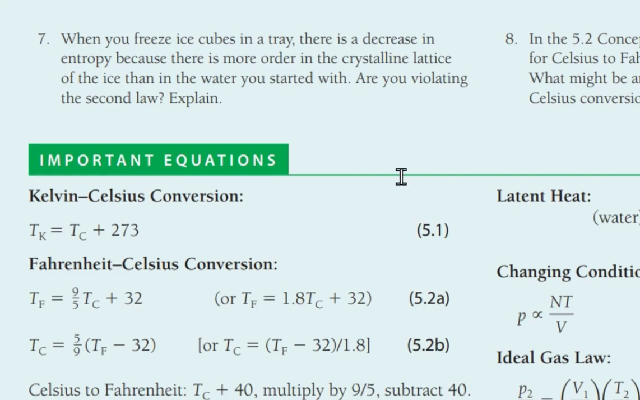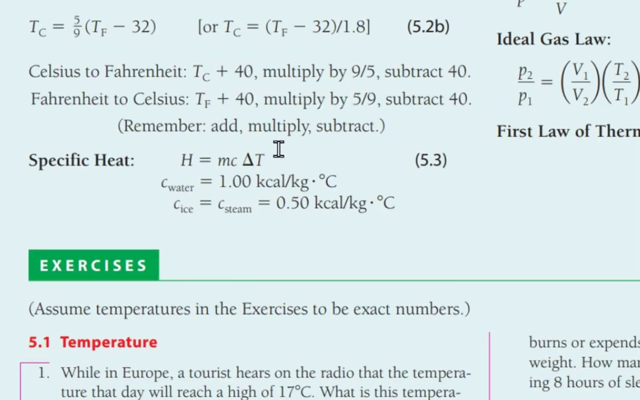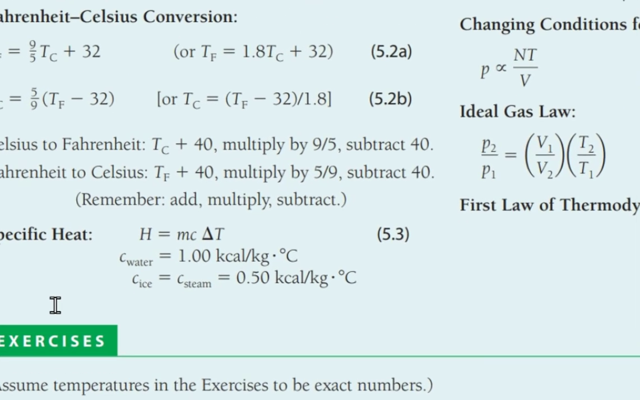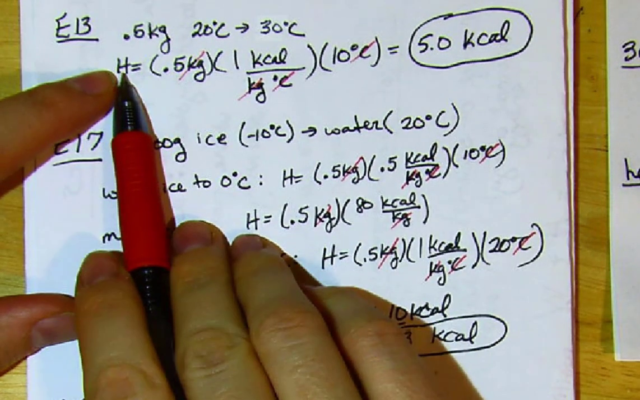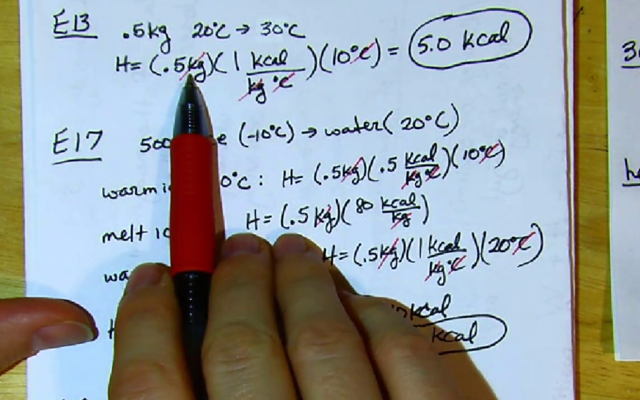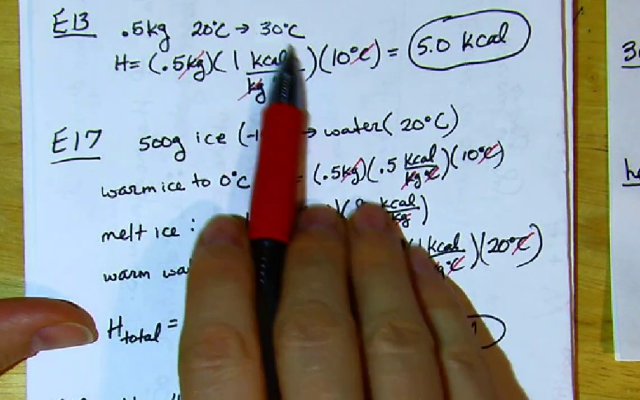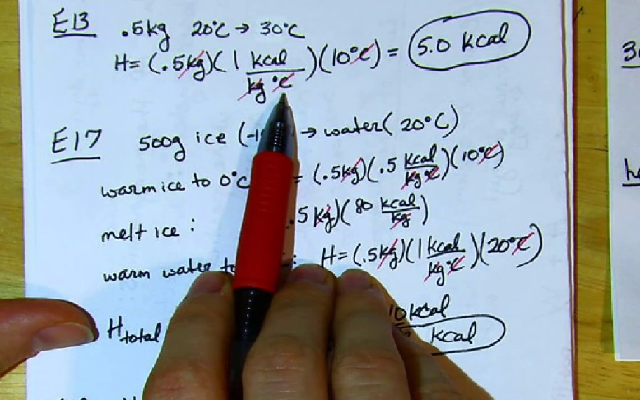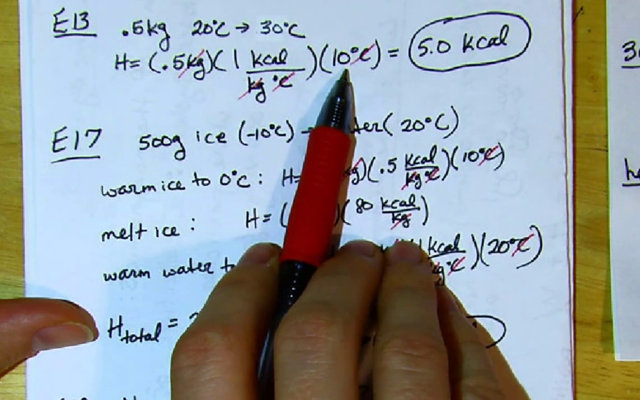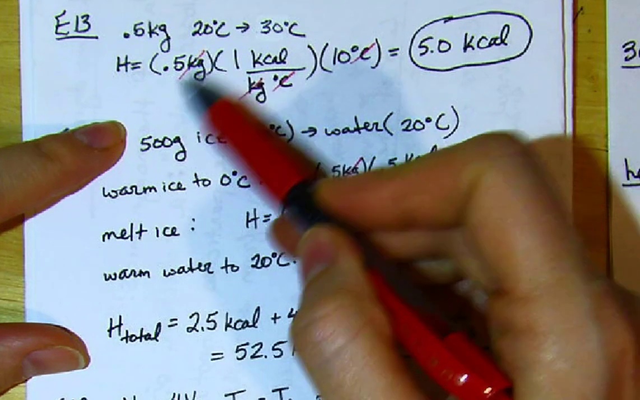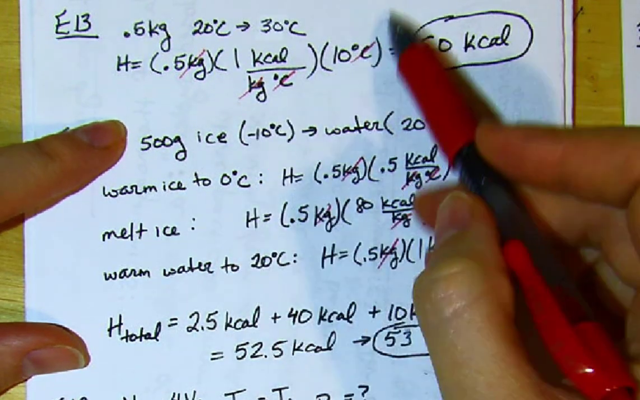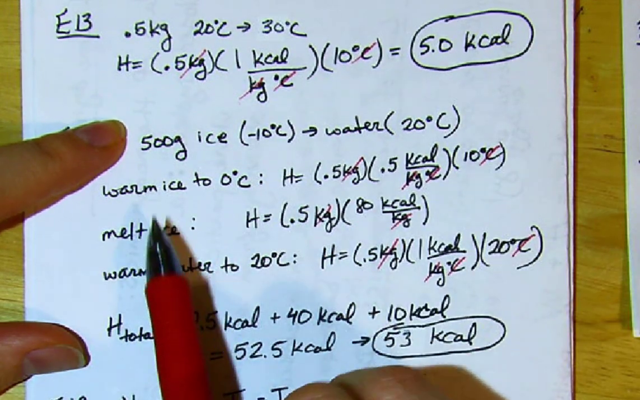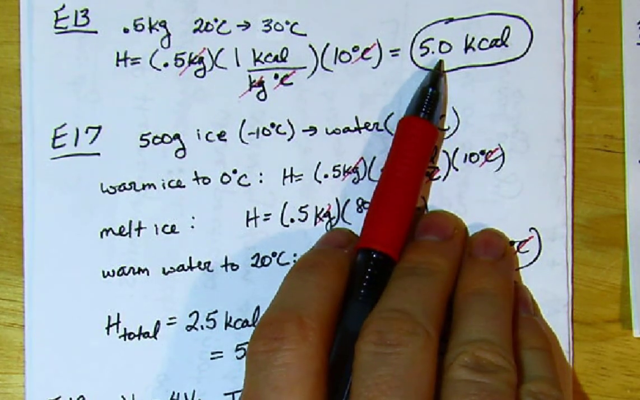And I'm going to use this equation to calculate the heat. And oh look, there's the specific heat of water right there. So the heat is going to be equal to the mass times our specific heat, which was 1 kcal per kilogram degree Celsius, times the temperature change, which was 10 degrees Celsius. Then the kilograms cancel out top to bottom, degrees Celsius cancel out top to bottom, and we end up with 5 kilocalories.